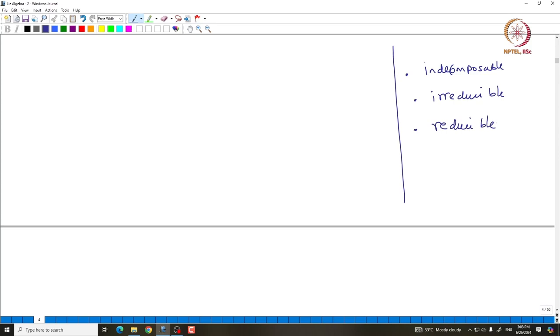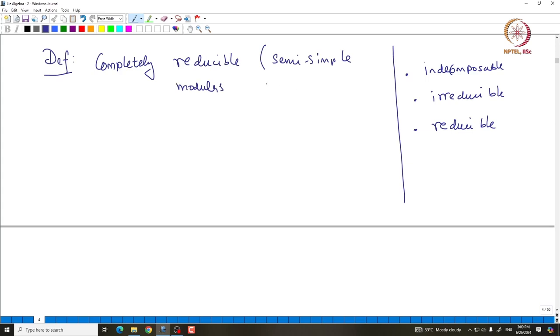So, we are going to see some interesting modules which are called completely reducible modules. Okay. So, here is the definition. Completely reducible, or sometimes they are called semi-simple representations. Completely reducible modules in module theory, or if you want to use the language of representation, are called semi-simple representations.